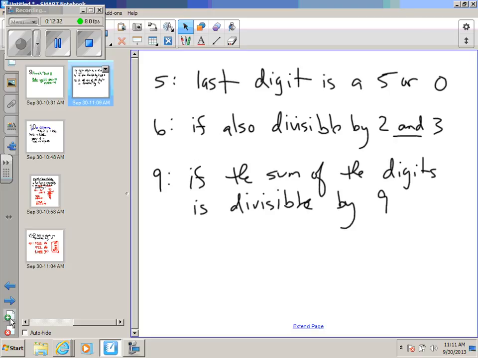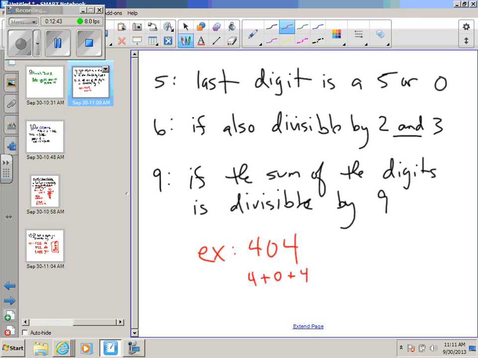Example, give me a 3-digit number, someone. 404. So I add the digits. 4 plus 0 plus 4 equals 8. Is 8 divisible by 9? No. What I'm looking for are like 9, 18, 27. Those are the kind of numbers I'm looking for to add up to for it to be divisible by 9.